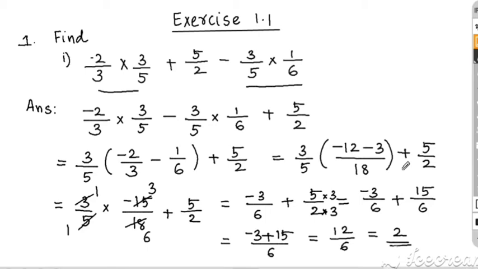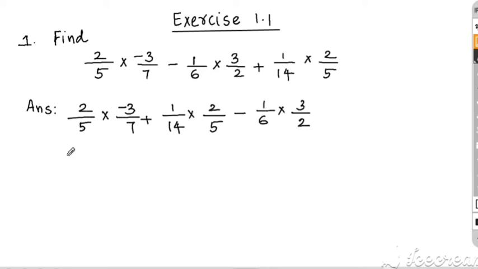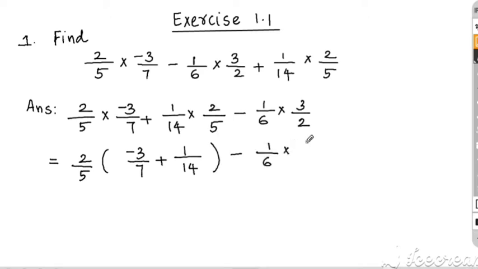Now we can move on to the second problem. In this problem also we have to find the value. So you can see 2 by 5 is common in the first and last two terms, so you have to write them together. So you will obtain 2 by 5 times negative 3 by 7 plus 1 by 14 times 2 by 5 minus 1 by 6 times 3 by 2. Then take 2 by 5 outside. So that is equal to 2 by 5 times negative 3 by 7 plus 1 by 14, then minus 1 by 6 multiplied by 3 by 2.